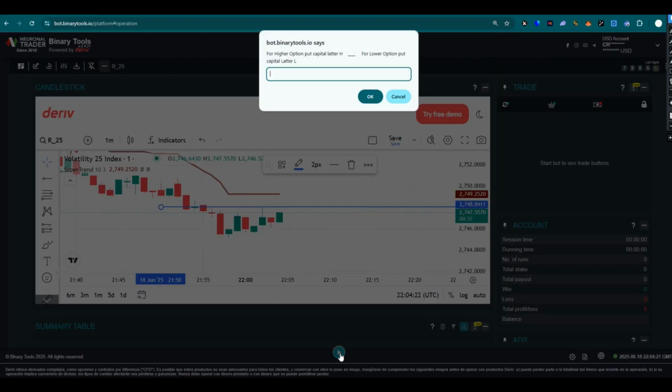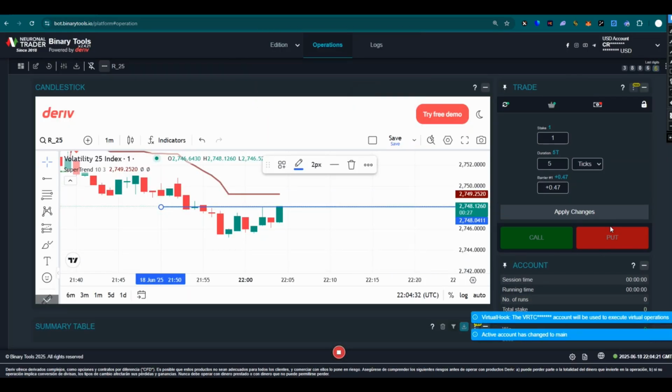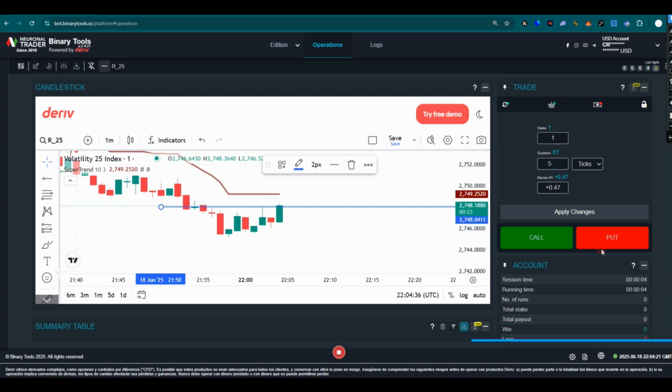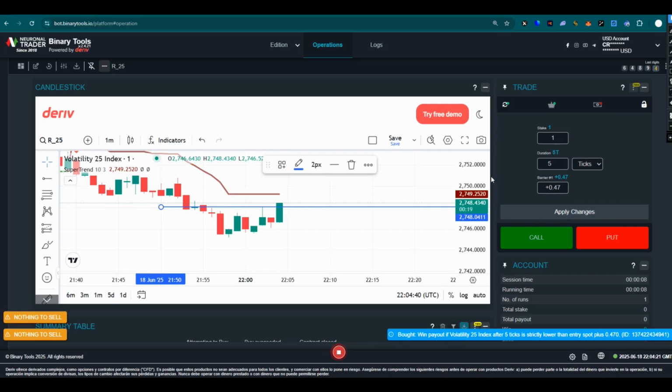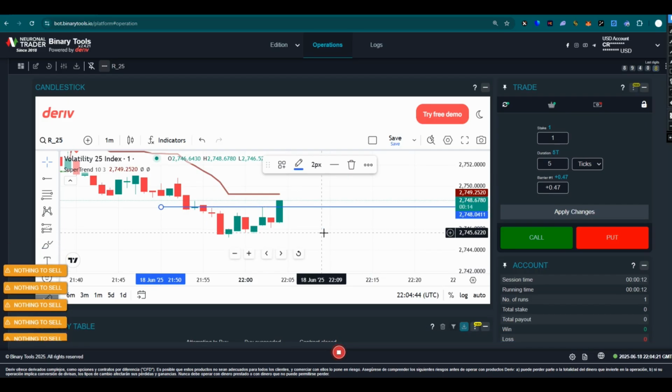So what I will do, I will prepare my bot and run it, and it will tell me to press the arrow for a lower option, or press H for a higher option. I will press that, and I can see the market is already on the zone. Let me check. Yes, I can place a lower option here using $1. You can see this candle is on that zone. Okay, let's see what is going to happen.